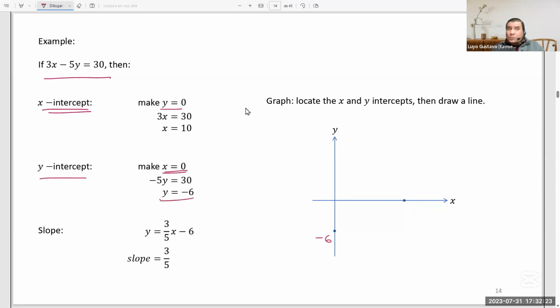If you connect these 2 points, there is only a unique line passing over them. It would be something like this. This is the line that represents this equation.